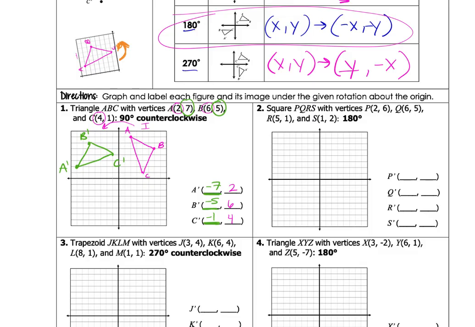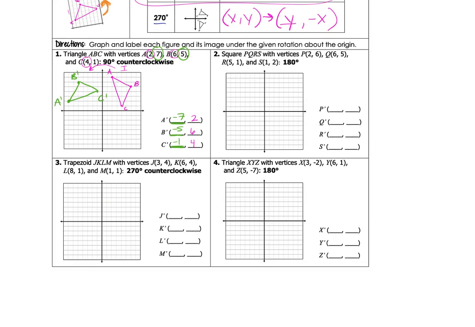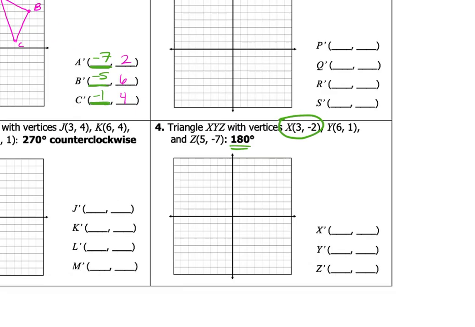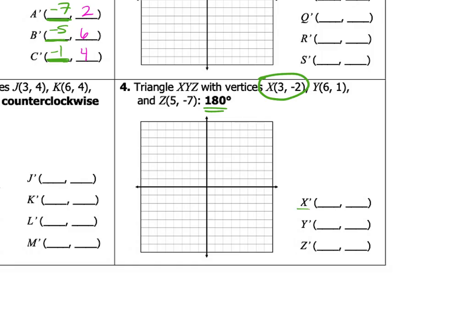Okay. Jump to number 4. You have a triangle. If we're going to rotate it 180 degrees, what happens to your x and y for 180? They both become opposite. So if I started with x at 3, -2, then where's x prime? -3, +2. What's your y prime? -6, -1. Make them both opposite of what they were. Don't switch places, just make them opposites. So 5, -7 would be -5, +7.